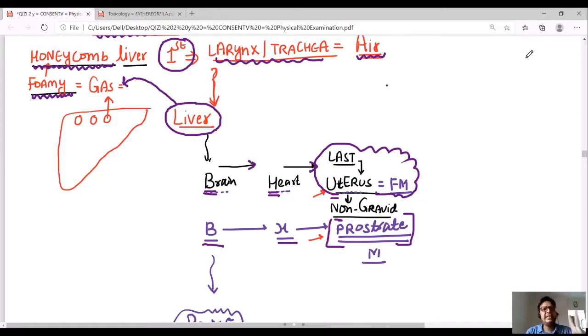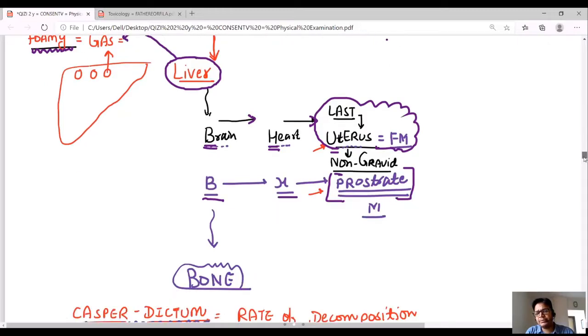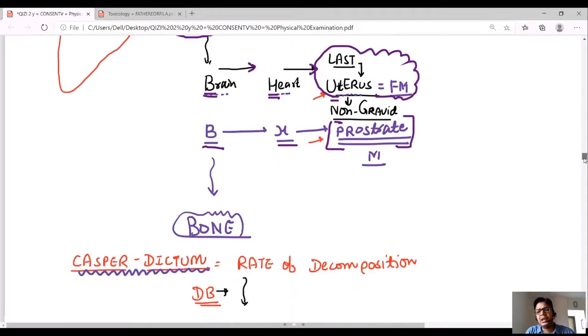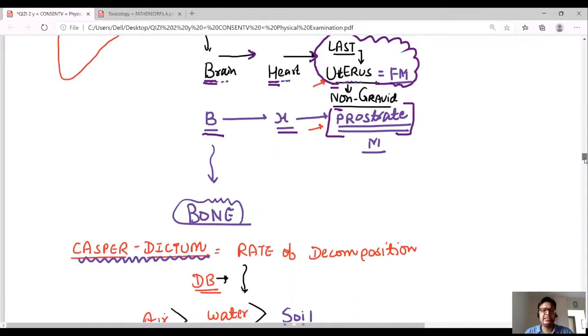But sir, these are soft organs. What about the overall last organ? Overall last organ is bone. You can see this is the overall last organ to be decomposed.